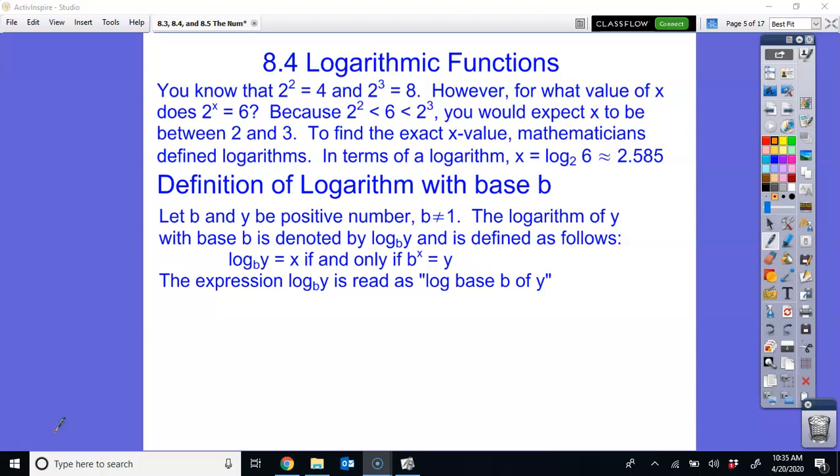Logarithmic functions. So you know that 2 squared is equal to 4. If you don't know that, you can type that into your calculator. 2 cubed is equal to 8.